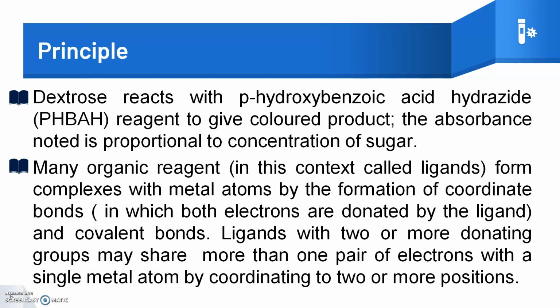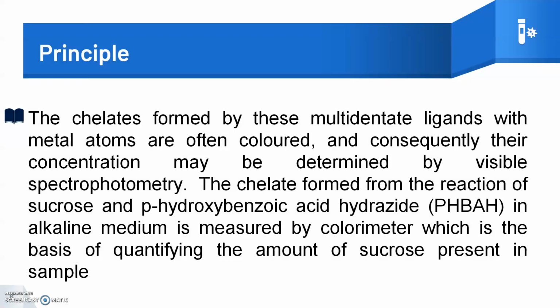Many organic reagents, in this context called ligands, form a complex with a metal atom by formation of a coordinate bond, in which both electrons are donated by the ligand, as in covalent bonds. So ligands with 2 or more donating groups may share more than one pair of electrons with a single metal atom by coordinating at 2 or more positions. The chelates formed by these multidentate ligands with a metal atom are often colored, and consequently their concentration may be determined by visible spectroscopy.